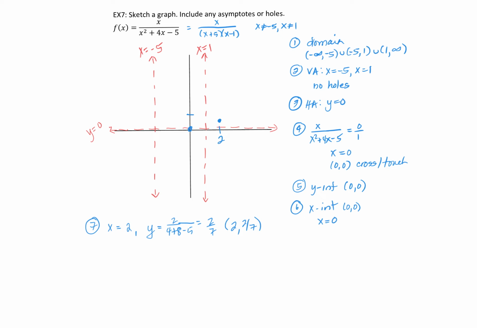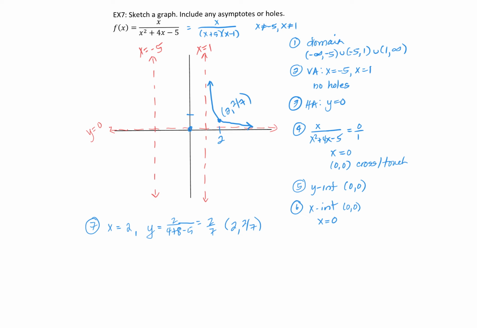And I actually only need 1 point. I already know that my graph is not going to touch or cross the horizontal asymptote. It will never touch or cross the vertical. So it has no choice. It has to follow the asymptotes. And maybe I'll just go ahead and label this point 2 comma 2 over 7.